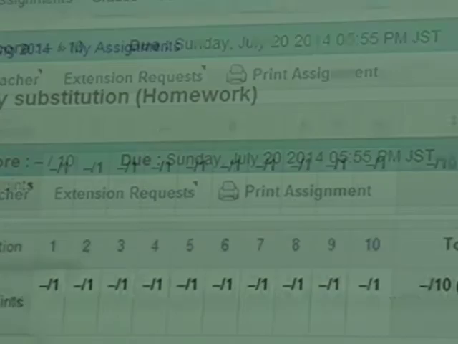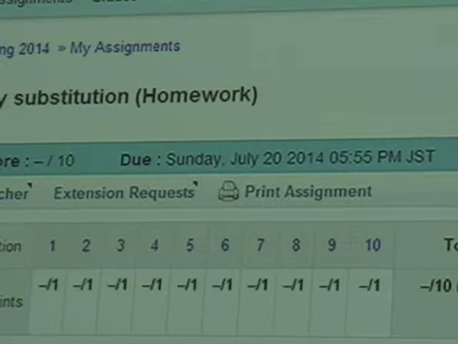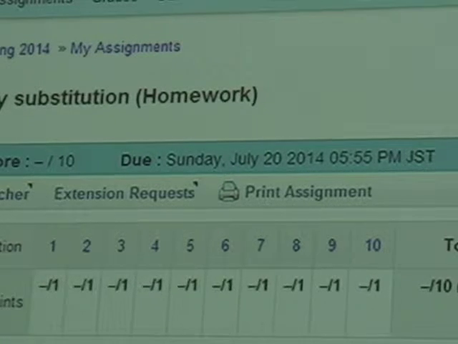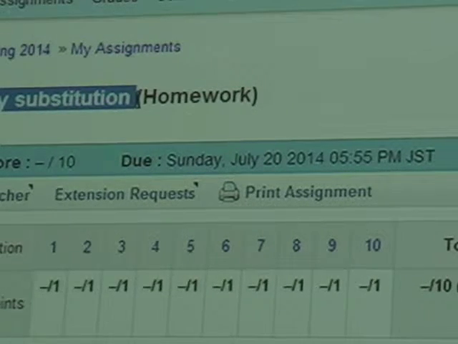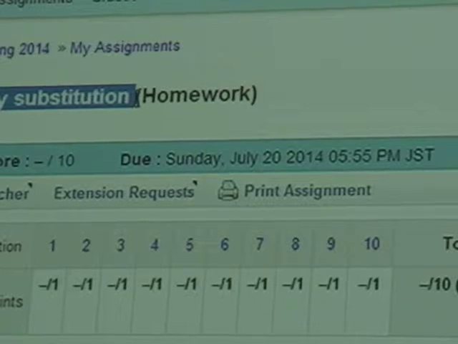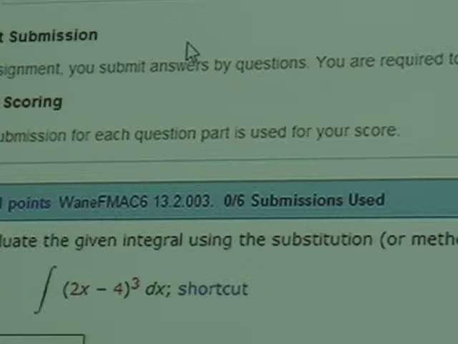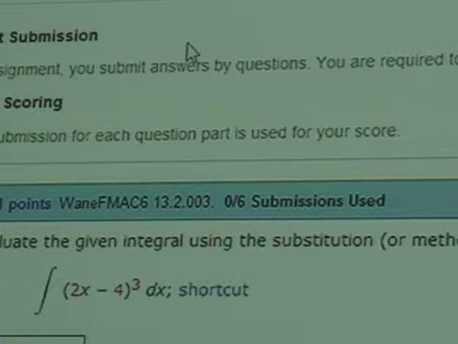Alright. Anyway, we have one more section to do, and that is this one, called Integrals by Substitution. So let's look at the example they give us.